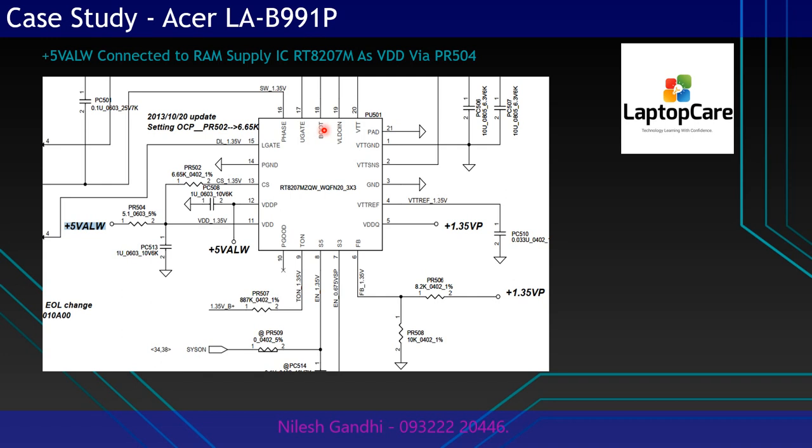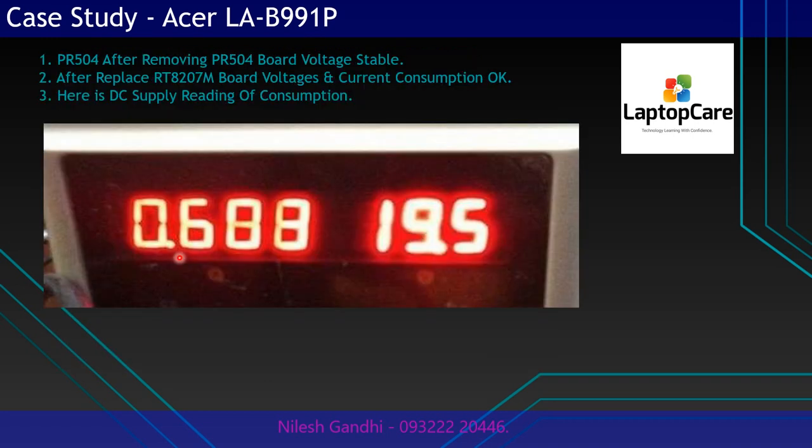So immediately I removed this particular IC and replaced it with a good one, and again this pull up VDD resistor, PR504, is connected, and we have seen around 20 milliamps consumption on the DC supply, which is normal, bingo. So definitely here the problem is solved.